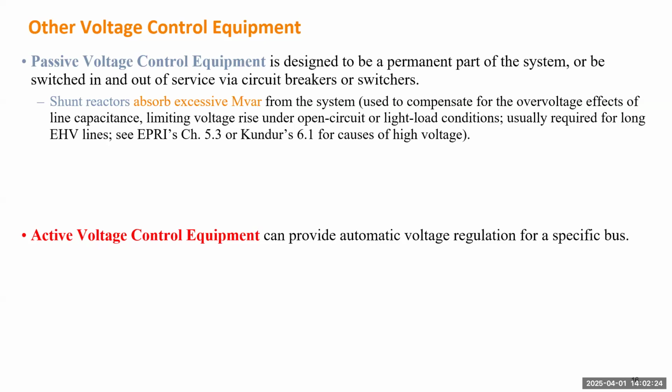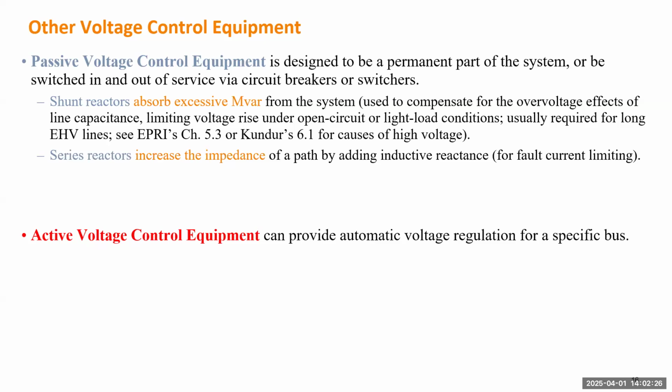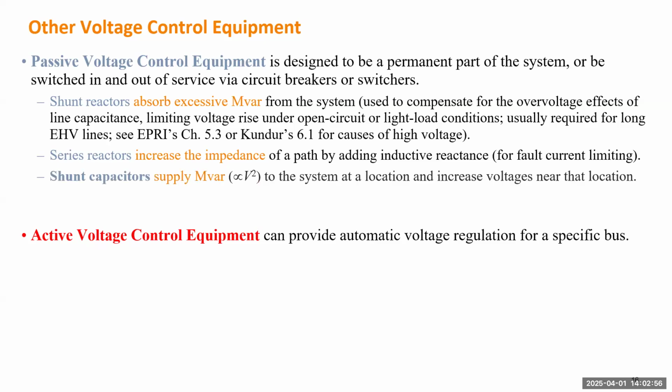the light load condition. A series reactor actually is not a voltage control device. It will consume some reactive power, but the main purpose of a series reactor is just to increase the impedance of a path if you want to limit the current. So usually it's applied in fault current limiters. If you detect a fault, you can switch in this series reactor, so that will increase the impedance and the current will be limited. But this series reactor is not a device for voltage control.